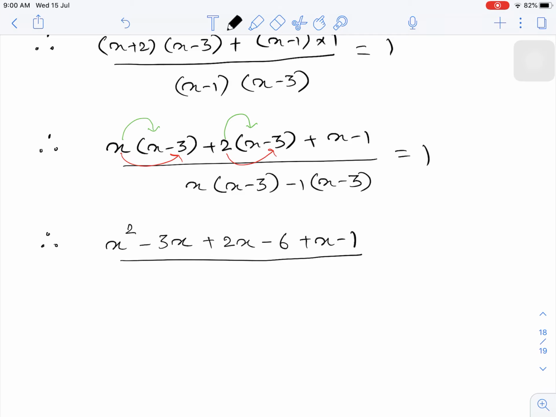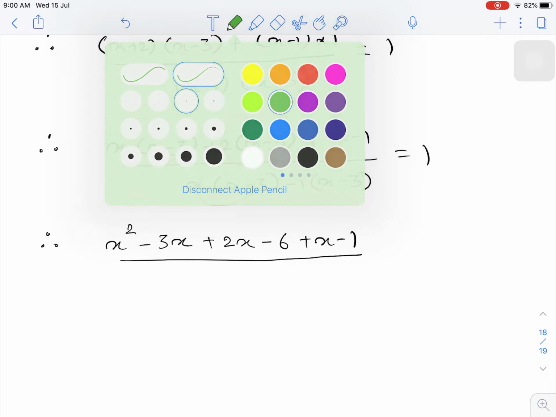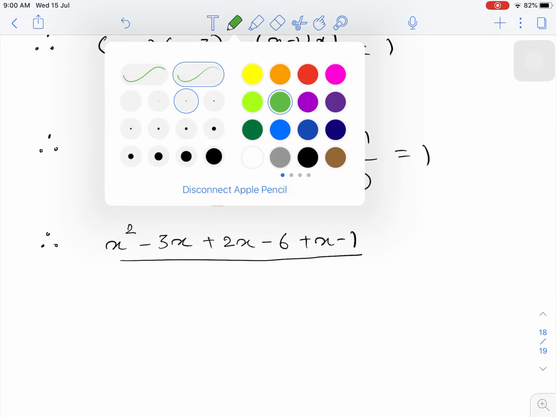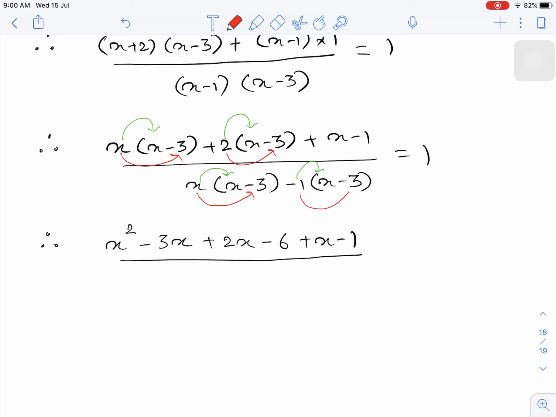divided by, now here also the same condition will be there. First this x will multiply with this x, and then it will multiply with this minus 3. Similarly here also minus 1 will multiply with x, and then minus 1 will multiply with this minus 3. So let us multiply it.